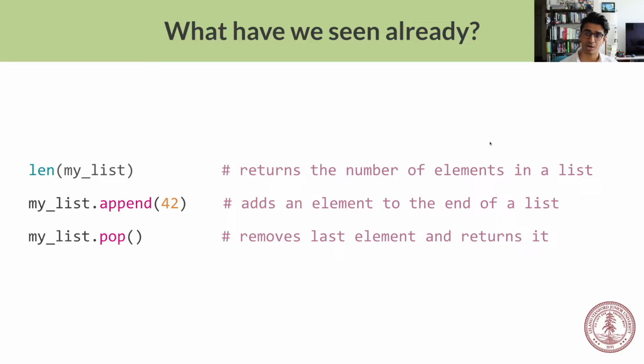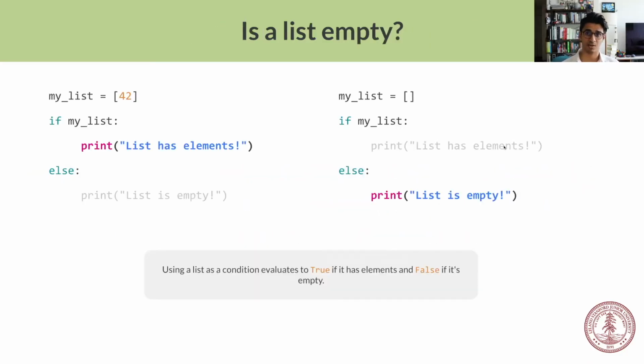So let's talk now about what else we can do with lists. The first thing we can do that's kind of helpful is check whether a list is empty. Over here, you'll notice that we've got my list equal to 42. It does have an element in it. And on the right, it's equal to an empty list. It doesn't have anything inside it.